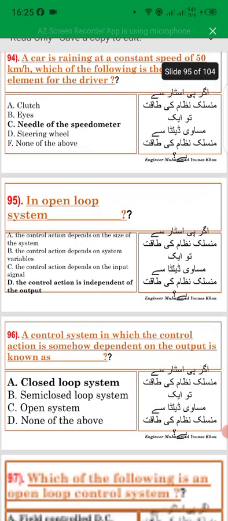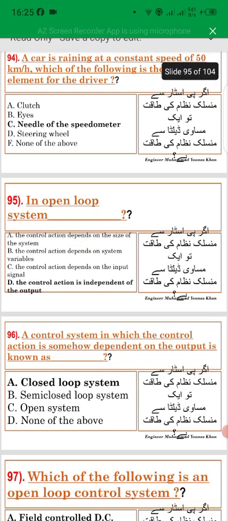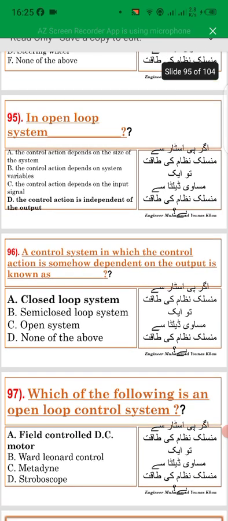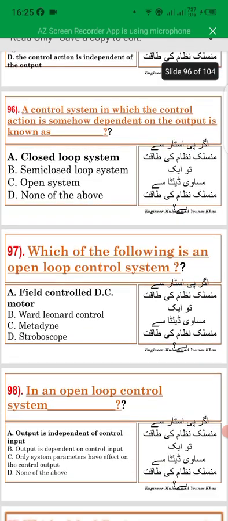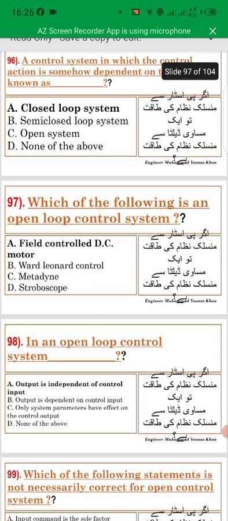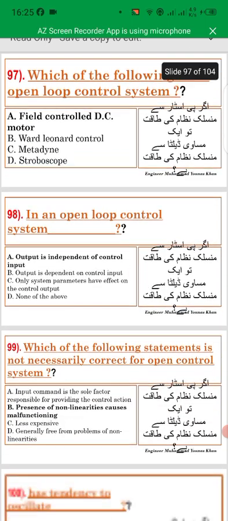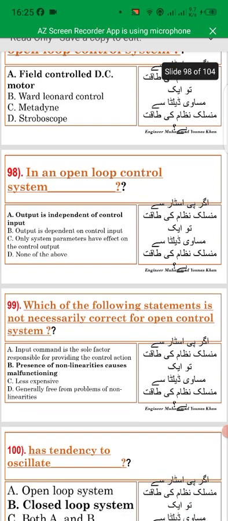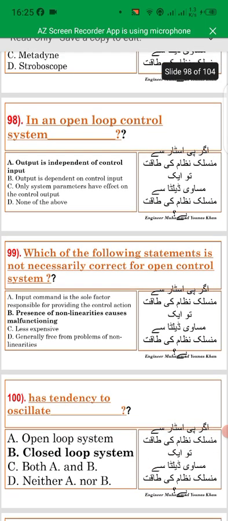In open loop system, the control action is independent of the output. A control system in which the control action is somehow dependent on the output is known as closed loop system. Which of the following is an open loop control system? Field control DC motor. In an open loop control system, output is independent of control input.